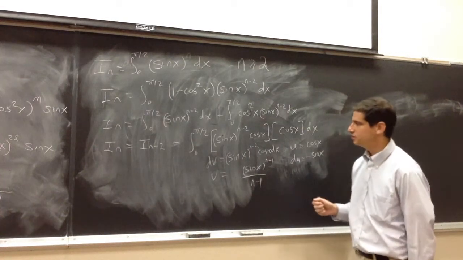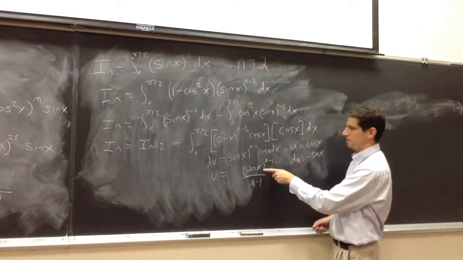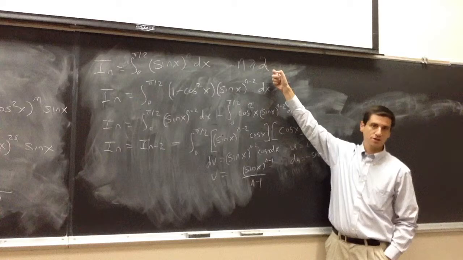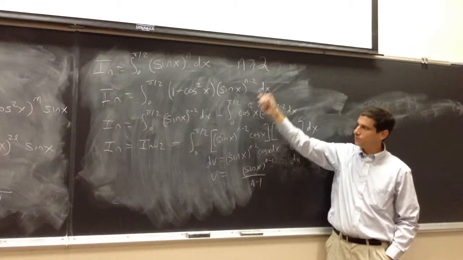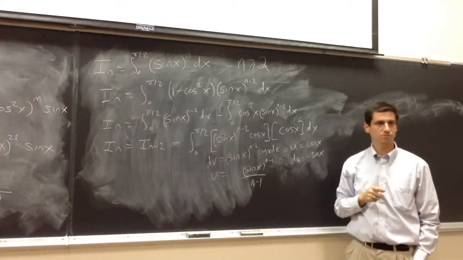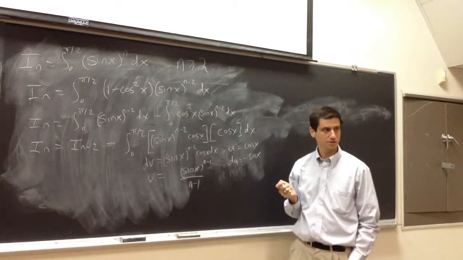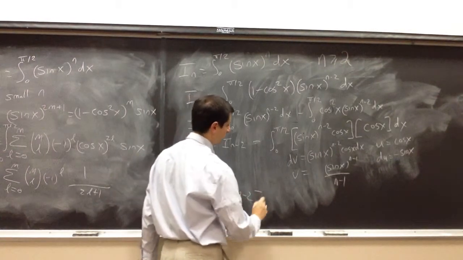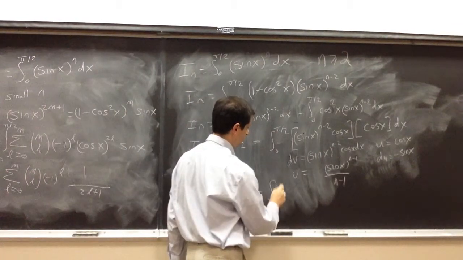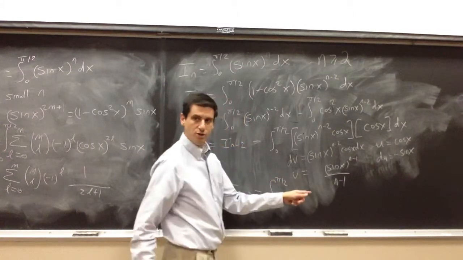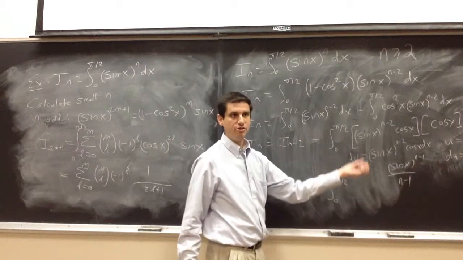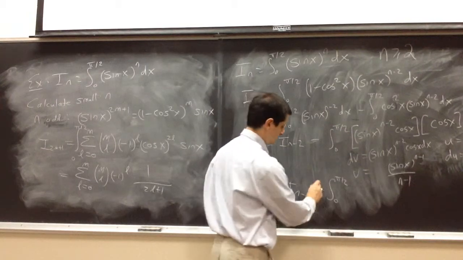And now when I have the boundary terms, I'm going to have uv at the boundary. When I put in 0, the sine will be 0 because n is at least 2. And when I put in pi halves, that will be 0. So the boundary terms vanish. And we're left with I_n is I_{n-2} minus the integral from 0 to pi halves. But when we integrate by parts, this minus becomes a plus, right? Because it's uv at the boundary minus the integral of v du.